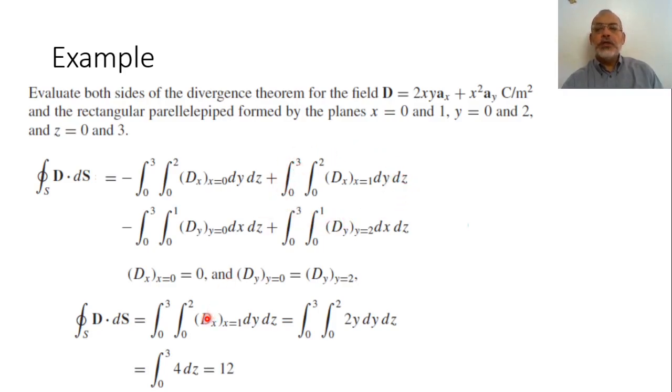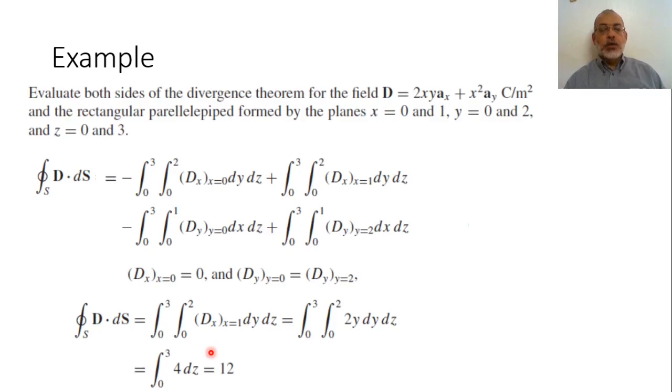Alright, so this is 2y dy dz. We make the integration along y from 0 to 2 and along z from 0 to 3. So y squared applied from 0 to 2 would be 4 dz. So dz would be z from 0 to 3. So 4 multiplied by 3 would be 12. So the integration over the closed surface D dot dS in this case is obtained as 12.